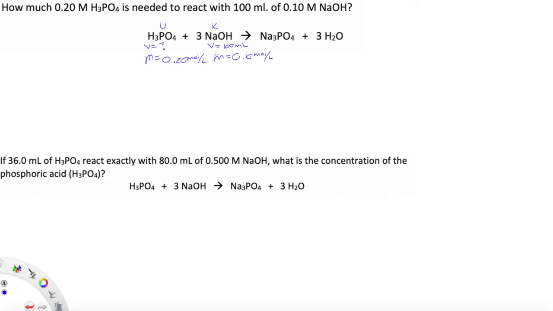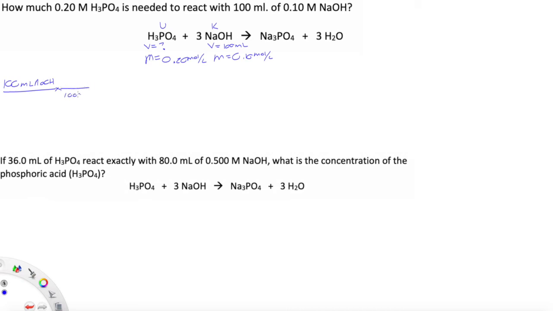Step 2 says to go ahead and start my stoichiometric calculation with the volume of the known. So I want to start with what I know, and I know that I have 100 milliliters of sodium hydroxide. And I know that I'm going to eventually need to use this molarity, which is expressed in moles per liter. So if I'm going to use this to cancel out volume, then the volume units need to match. So I have to convert milliliters to liters first.